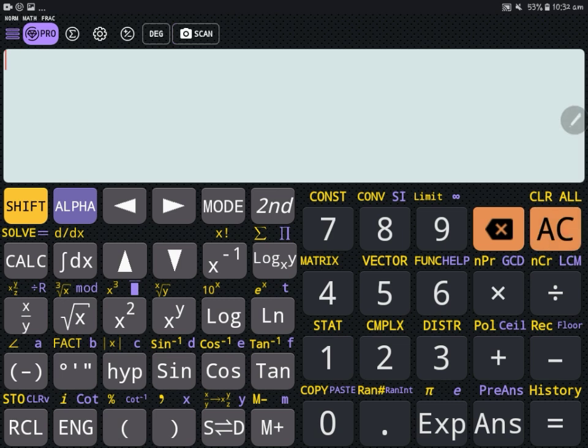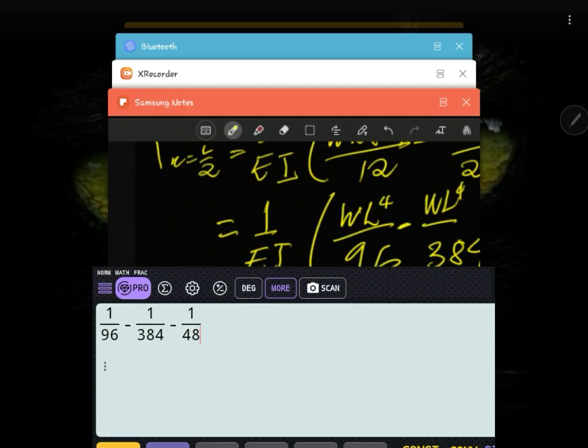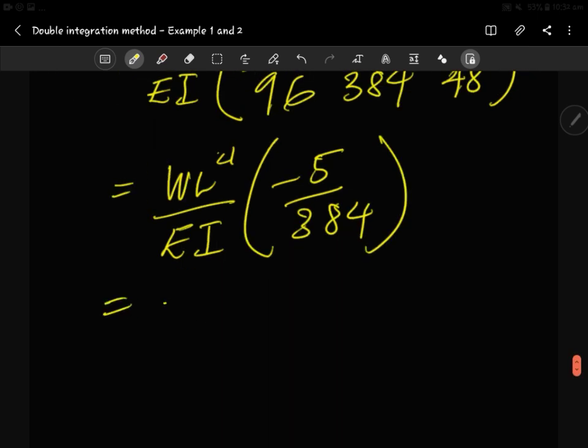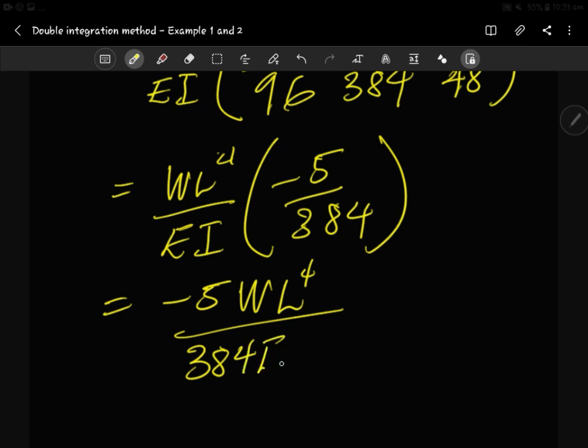So we have 1 on 96, 1 on 384, 1 on 48. Let's see. 1 on 96 minus 1 on 384 minus 1 on 48 gives a minus 5 on 384. So our final answer was minus 5 W L to the power 4 on 384 E I. Yes, this is my answer.